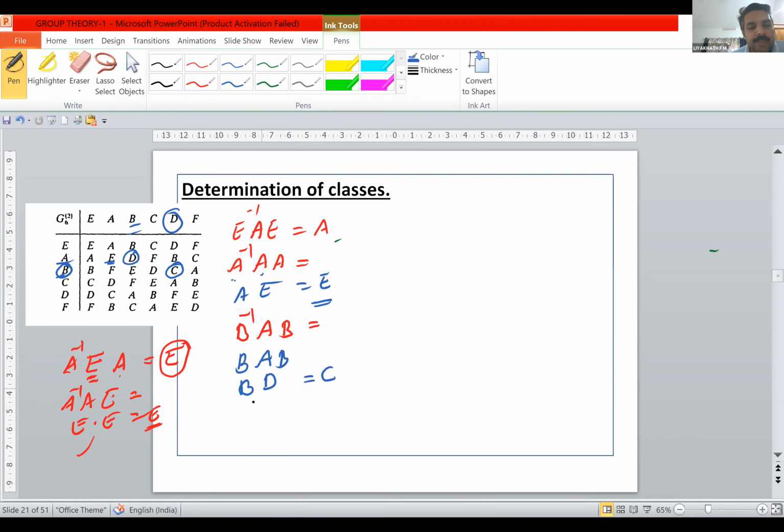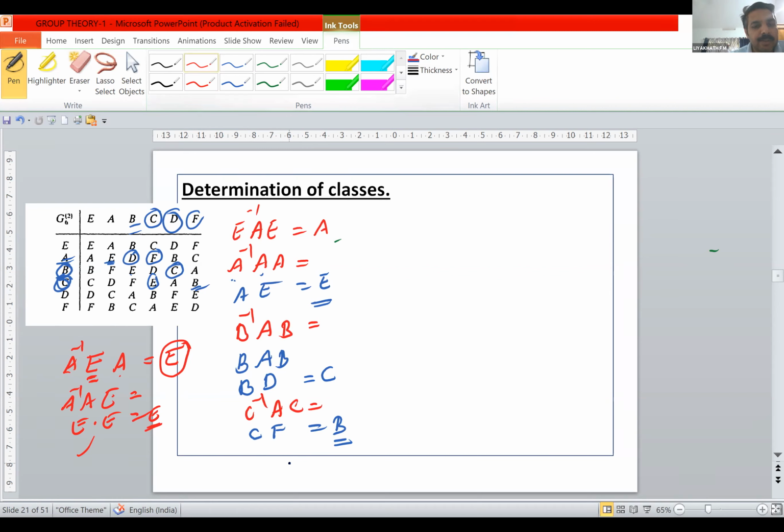Okay, and next look at A with C inverse. What is C inverse? C into C is equal to E, therefore C inverse is equal to C itself. So C A C, that is C into AC. What is AC? AC is equal to F. Then what is CF? C into F is equal to B.